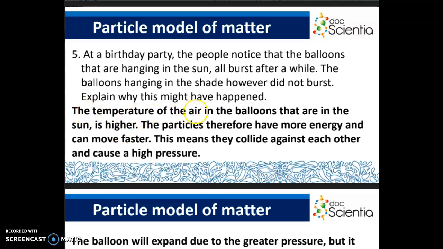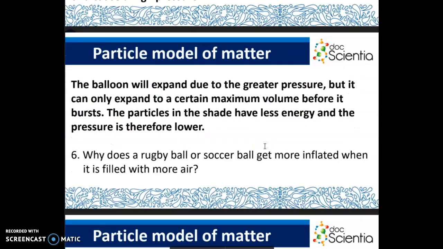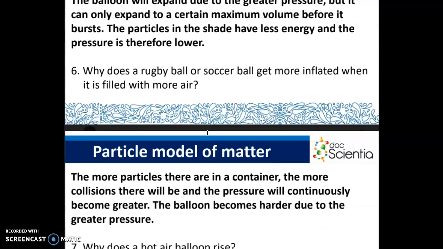So the temperature of the air in the balloons that are in the sun is higher, and the particles therefore have more energy and can move faster. This means that they collide against each other and cause a high pressure. The balloon will expand due to the great pressure, but it can only expand to a certain maximum volume before it bursts. The particles in the shade have less energy, and the pressure is therefore much lower.